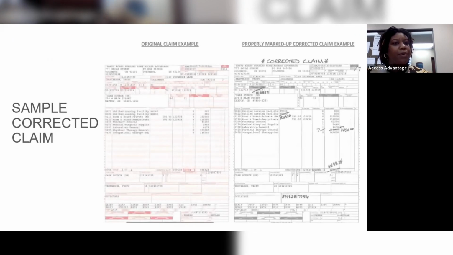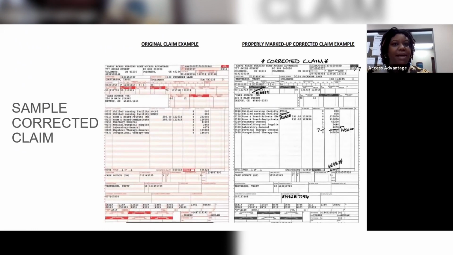So this is the sample corrected claim that I talked about. On the left here, you will see that the original claim is in red. This is the claim that needs to be corrected. You would simply print out your claim, mark up the areas that need to be corrected clearly, writing in what it should be corrected to, crossing out what should be corrected, and just send that over to the service box, and we'll get that submitted for you.